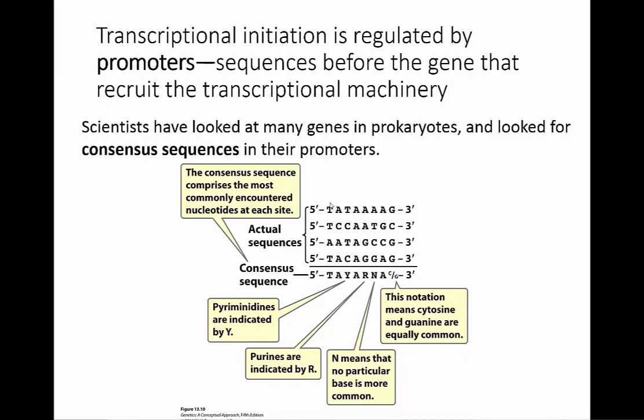So, for example, in this first position, most likely you're going to find a T. Second position would be an A. Third position would be any pyrimidine, and we actually indicate this with a Y. So it's either a C or a T.